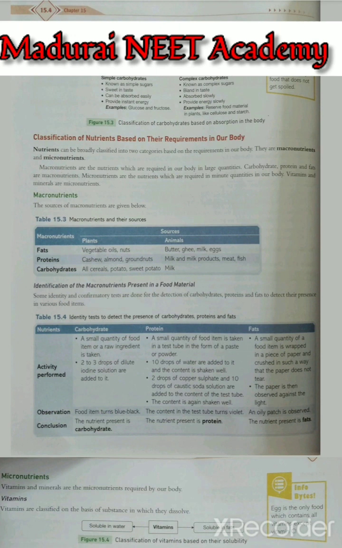So sources of carbohydrate in plants are cereals, potato, sweet potato, and in animals it is milk. Likewise, for protein, plant sources are cashew, almond, groundnuts, and animal sources are milk and milk products, meat and fish. For fat, it is oil and nuts in plant sources, and in animal sources it is milk, butter, ghee and eggs.